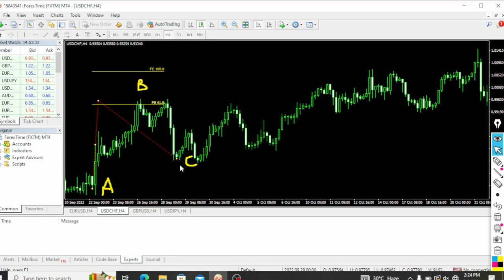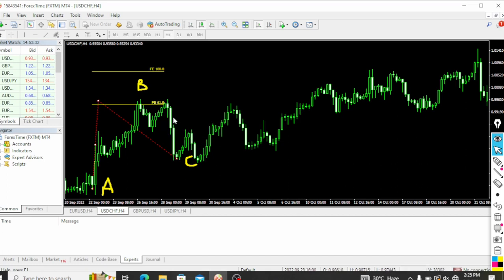Alright. So that is Fibonacci expansion or Fibonacci projection or Fibonacci extension, the same thing. So you drag this additional line here to C, or you drag it to the end of the corrective wave. So our purpose is to determine where should be our profit target. So that being the case, our first profit target should have been at Fibonacci extension 100. 100 should be our first profit target.